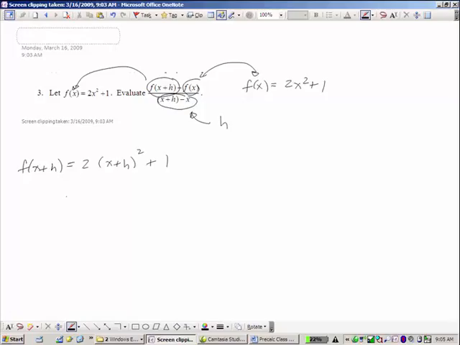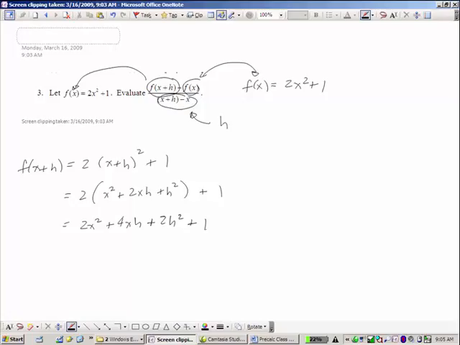All right, let's see if I can do this. It's going to be x squared plus 2xh plus h squared plus 1. So that's going to be 2x squared plus 4xh plus 2h squared plus 1. And that's all the hard work. And where are my Algebra 2 fans? Okay, so here it is. You remember this from first semester.